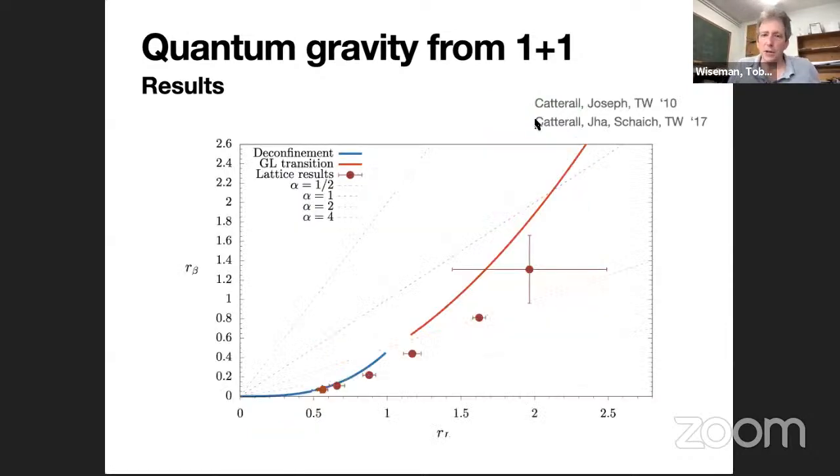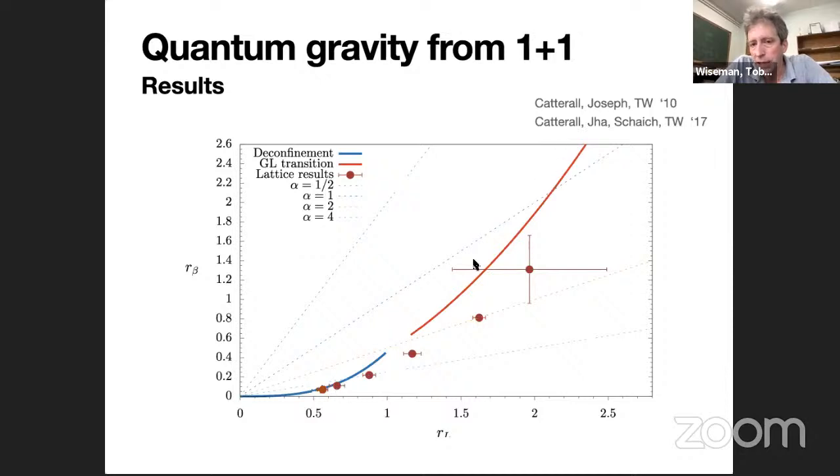So just quickly, in the last couple of minutes: a long time ago, myself and Anosh Joseph did some simulation of this 1+1 system, but we could only reach small N's of 3 and 4. But more recently, with David and Raghav, we went up to bigger N's of 8, which are starting to get sufficient to see large N behavior. And what we did see was evidence of a phase transition.